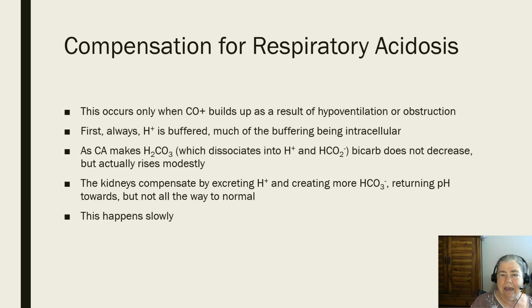And then the kidneys compensate, again, slowly, hours to days, by excreting hydrogen ions as fixed acid, buffered with phosphate in the urine or as ammonium, and also by creating more bicarb, returning the pH towards normal.